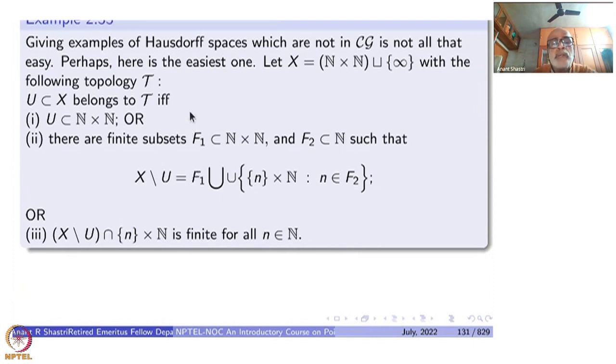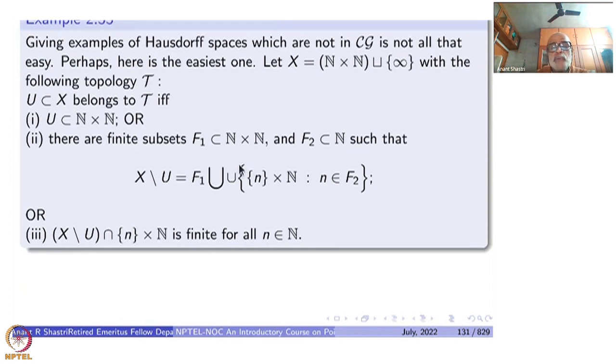I am going through carefully here. So do you understand now the description of this topology? It's very easy to check that this is a topology. All that you have to do is check that the neighborhoods of infinity are correct, because this part is already a topology. Okay, this is a discrete space.